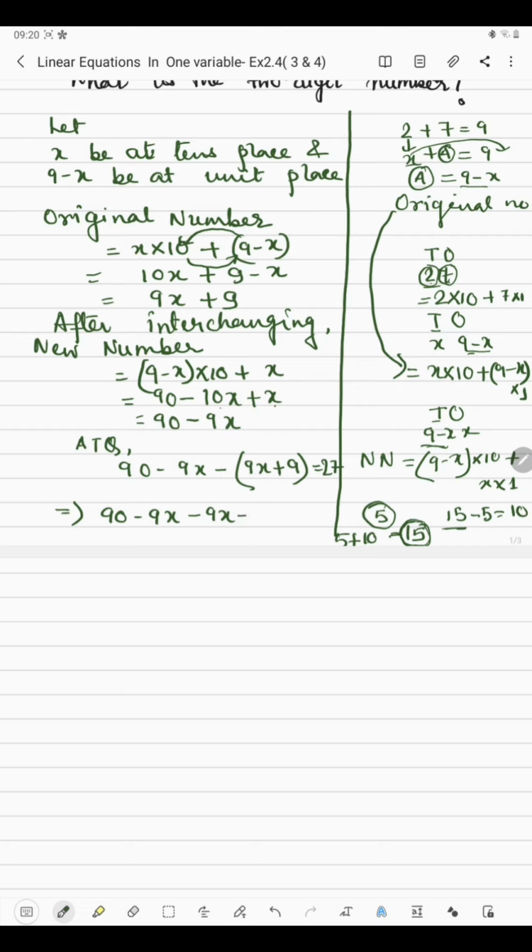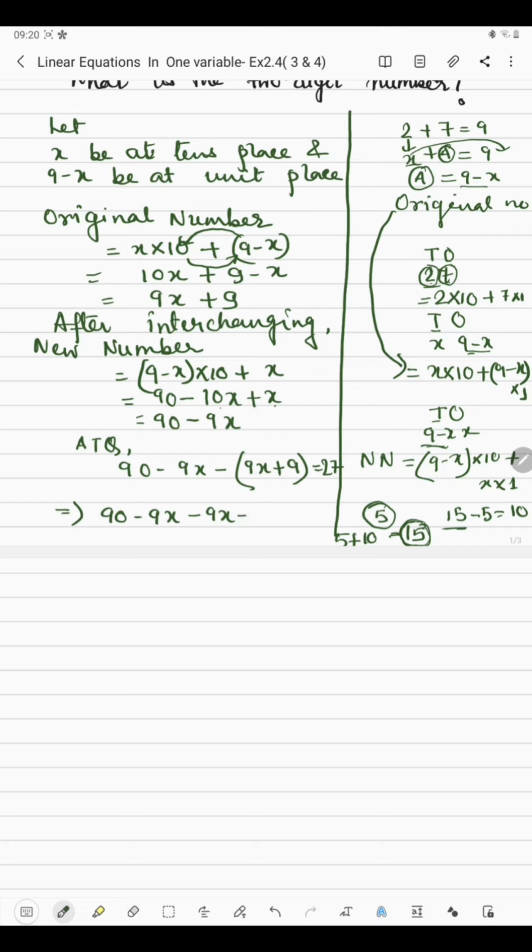Now 90 minus 9 is 81, and if you calculate these two, minus minus plus, so 9x plus 9x is 18x, and the sign will be minus, which is equal to 27. Now 81 will be taken to the other side, so 27 minus 81. So here minus 18x is equal to 27 minus 81.